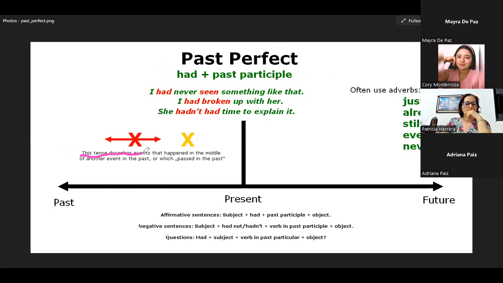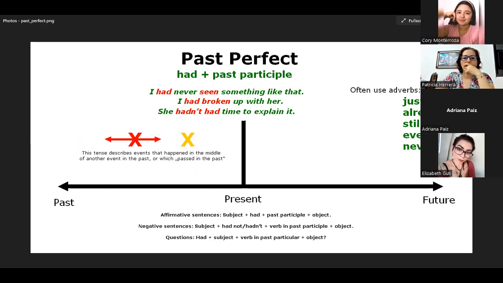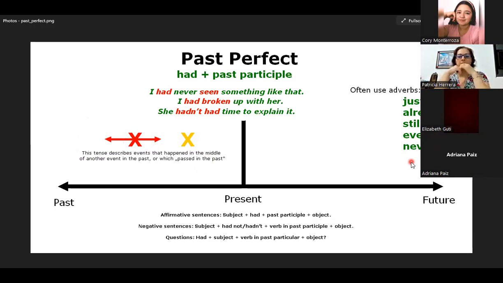This tense describes events that happen in the middle of another event in the past, which means that everything happens in the past and we're gonna stay like that. We need to remember that we can also use words that help us give more context, like just, already, still, ever, or never, in our sentences. And this is going to be our structure.